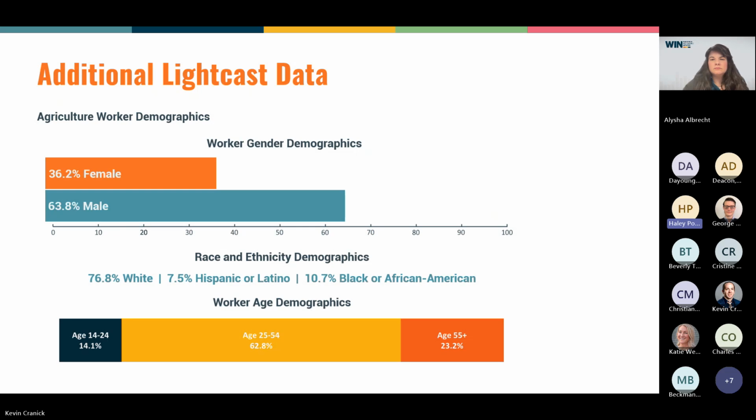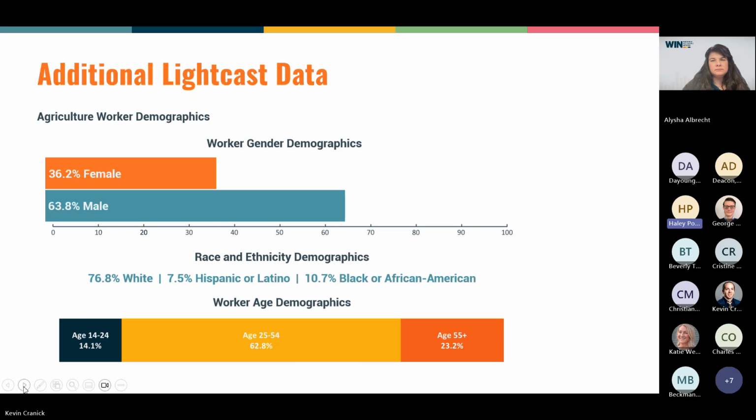So we like to look at the demographics of that occupation. This is agriculture. This is a pretty usual one for agriculture, fewer women than men. Breaking down the race and ethnicity demographics, we pull out a few. These are not all the numbers. We just don't have the space to evaluate all of the numbers for the demographics. So we try and pull out the larger percentages, as well as the worker age demographics.